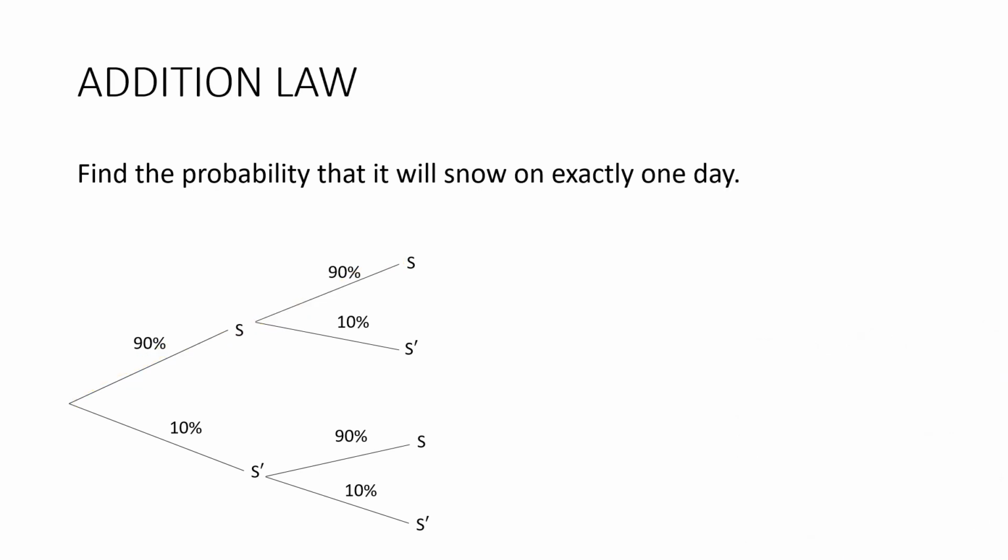Now let's look at our addition law. We're going to find the probability that it will snow on exactly one day. So again, let's locate that on the diagram. Exactly one day means it either snows the first day and not the second, or it doesn't snow the first day and then it snows the second day. So we want this. As we go across the tree, we multiply, and here's the new rule. As we go down the tree, we add.